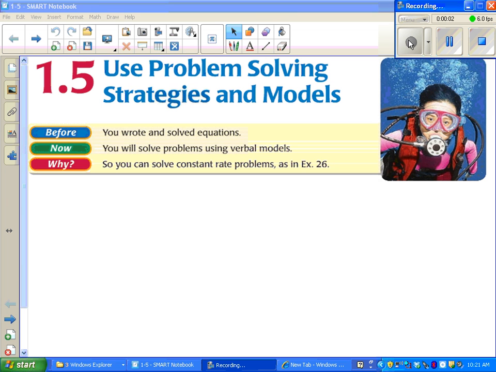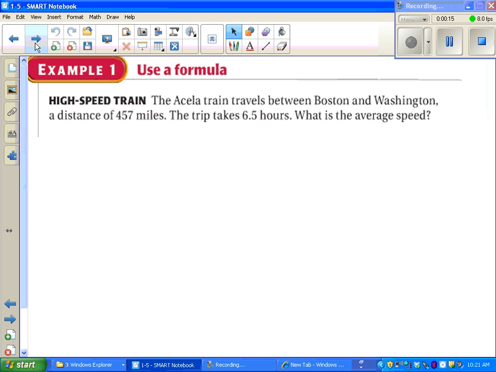In 1.5, our goal is to solve problems using verbal models. That means we're going to be using word problems. Word problems are going to be a big focus in this course. So if you're not a big fan of them, try to change that viewpoint a little bit. They're not as bad as they look most of the time.